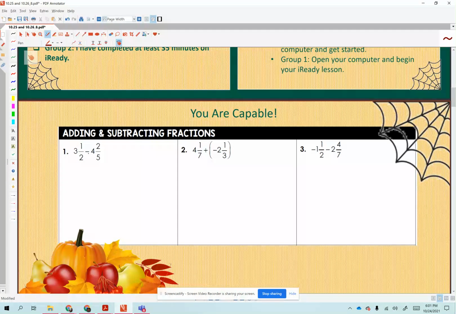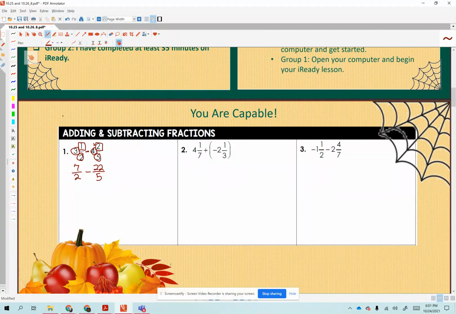We have 3 1/2 minus 4 2/5. First thing we need to do is turn them into improper fractions. Then we will find common denominators, and then after that, we will go ahead and subtract. So improper fractions first. 3 times 2 is 6, plus 1 is 7, so that's 7 over 2, minus 5 times 4 is 20, plus that numerator of 2, 22 over 5.